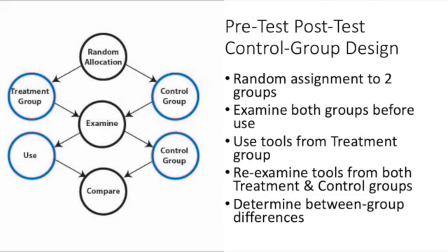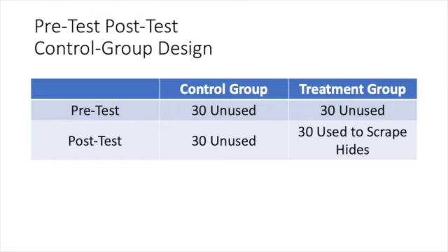This calls for a pre-test post-test design that involves examining the lithics in both groups, both before and after the lithics in one group were used. In this simple example, the tools in both groups were examined prior to the tools in the treatment group being used to scrape hides. To be sure that analysts aren't influenced by any preconceptions, it's important to randomize the order in which the analysts examine the artifacts.